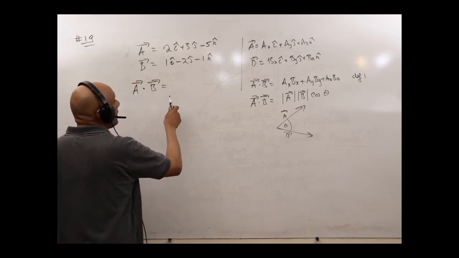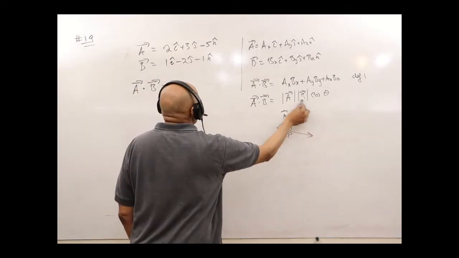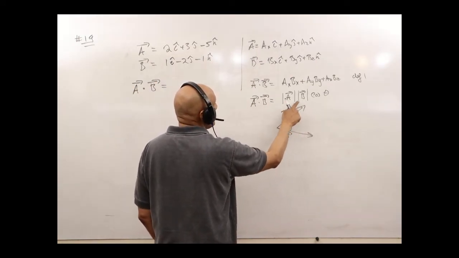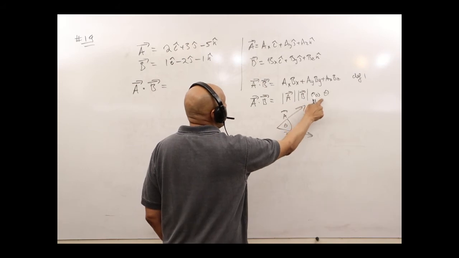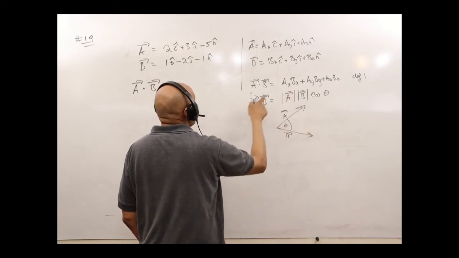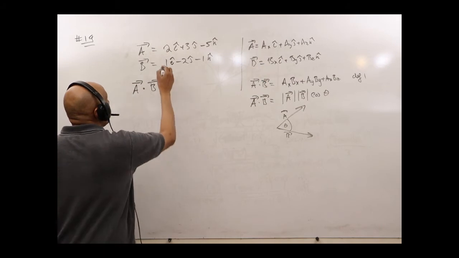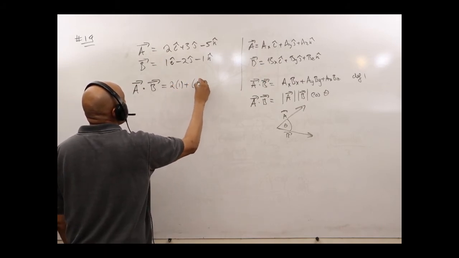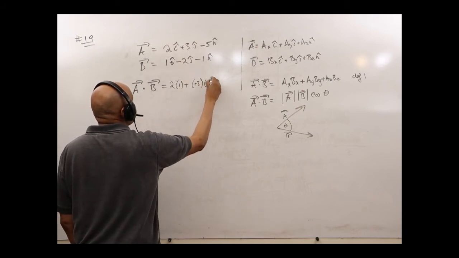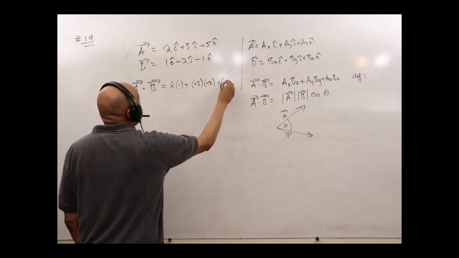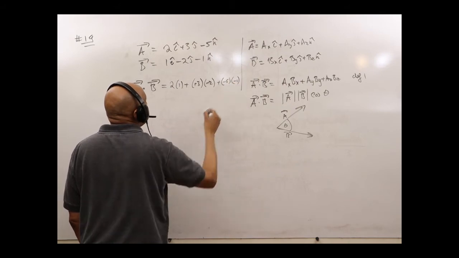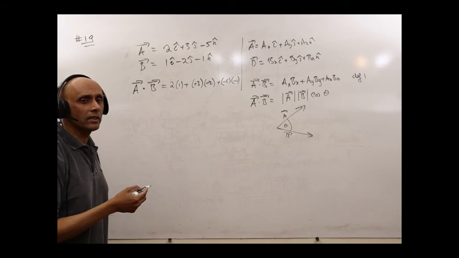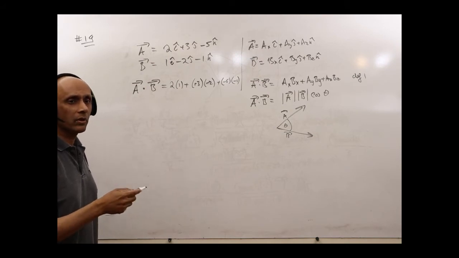Here in this case, we don't know the angle between the two vectors. We know the magnitude of A, we know the magnitude of B, but we don't know what the angle theta is. So I'm going to go with the first definition. The first definition is going to be 2 times 1 plus positive 3 times negative 2, plus negative 5 times negative 1. And I would prefer if you left it in this form without calculating the number, because at least I know exactly where everything's coming from.